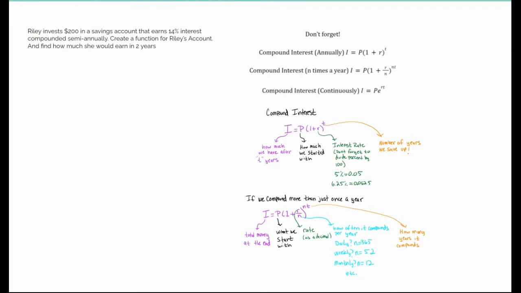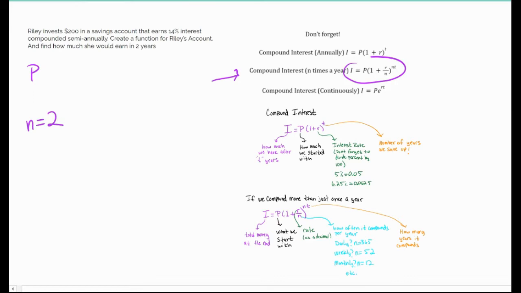So since it is compounded semi-annually, we've got to know which formula we are going to use. And I know that semi-annually means twice a year. So what that means is I'm going to use this one here, and my n value, how many times per year I'm going to compound it, is going to be 2.